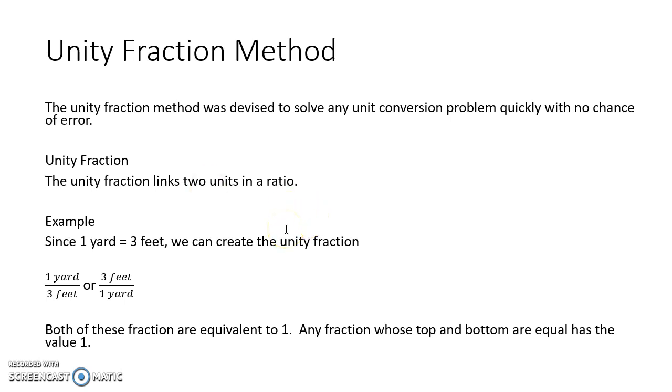What is a unity fraction? Well, it's a fraction that links two units together, two units that are equal. So for example, 1 yard is equal to 3 feet. So we can create a unity fraction with that, with either 1 yard over 3 feet or 3 feet over 1 yard. And since those two things are equal, when you divide them, you get 1. So we're going to say they're equivalent to 1. And we can use these in problems in order to help us solve.